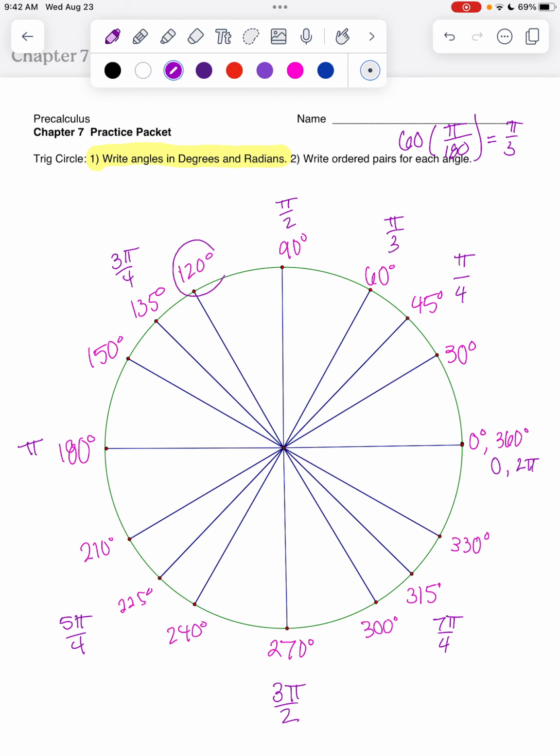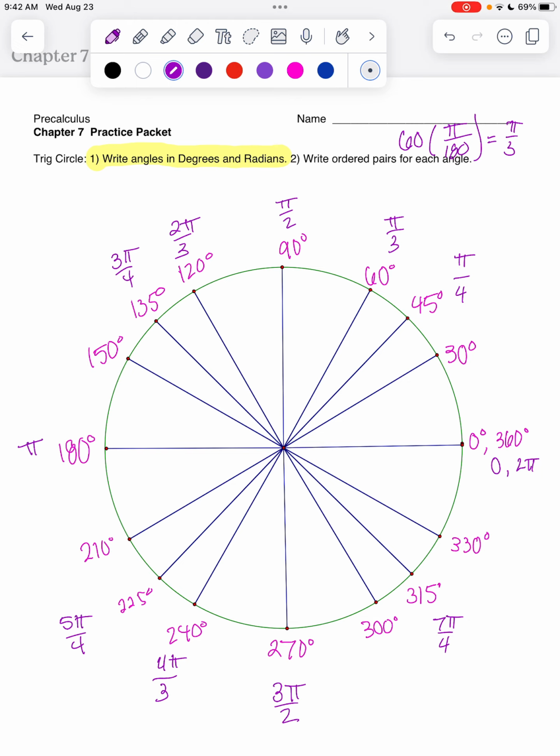Now let's look at 120. What is the relationship between 60 degrees and 120? We're just doubling it, right? So this gives us 2 pi over 3. Okay. What about 240 given that 60-degree angle? What do we think? We just have to multiply by 4, right? So this gives us a 4 pi over 3.